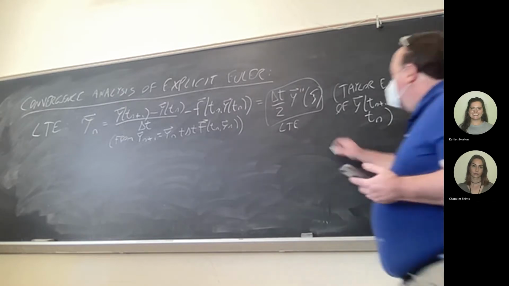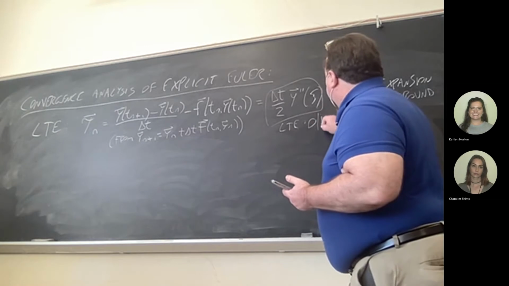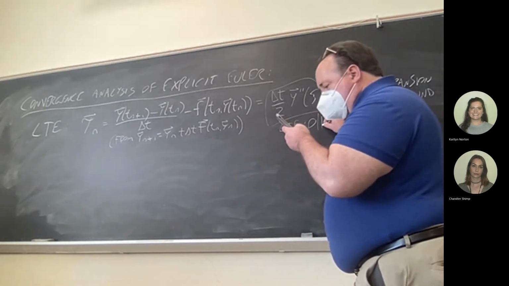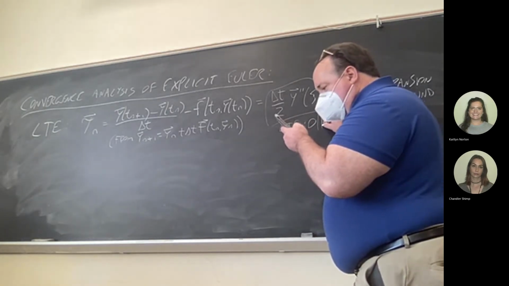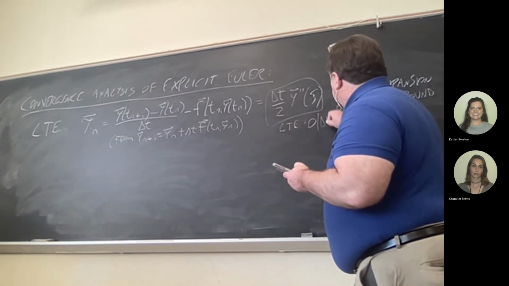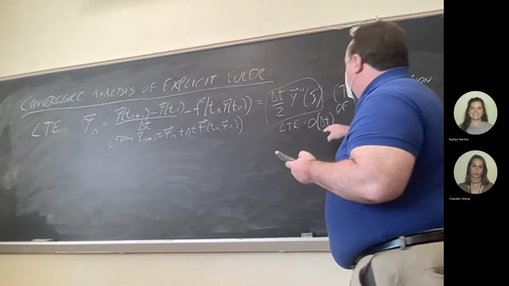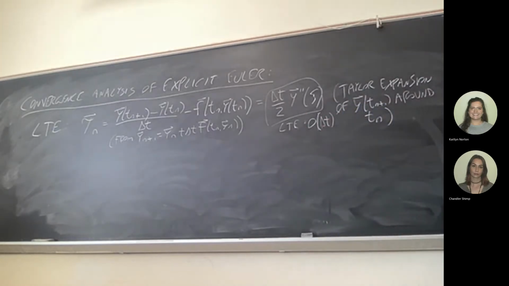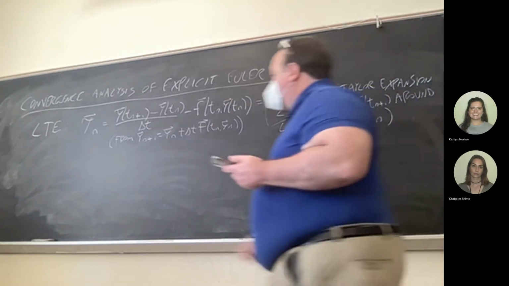So the local truncation error is order... Oops, I mistook the notes. I had h. I've been using delta t everywhere. So it's because it's delta t by itself to the first power. So this is first order accurate. So not great, but what do you expect from such a simple method? Okay, so that's the local error.